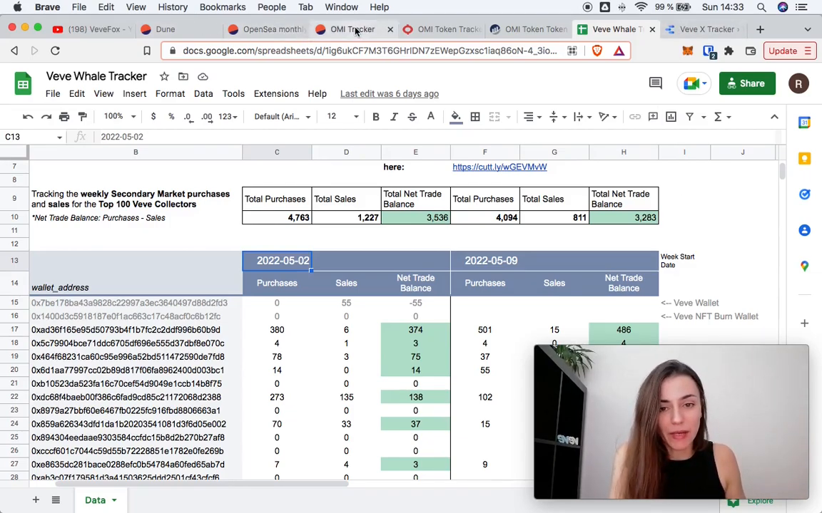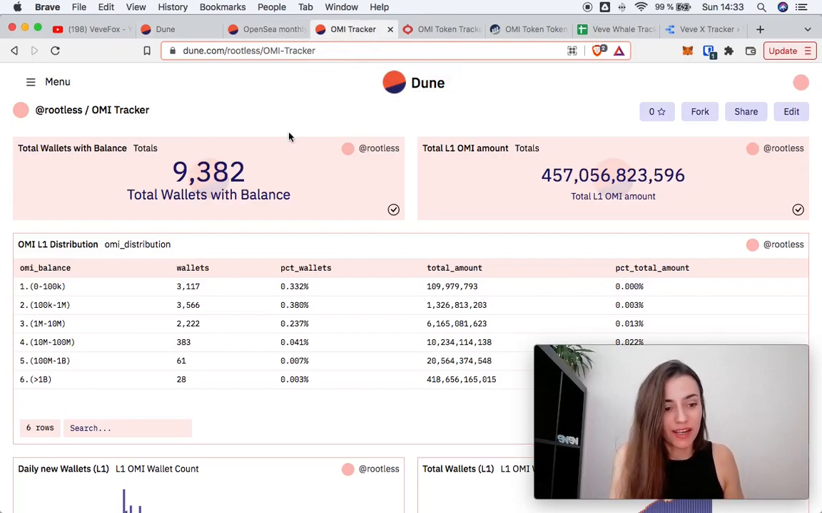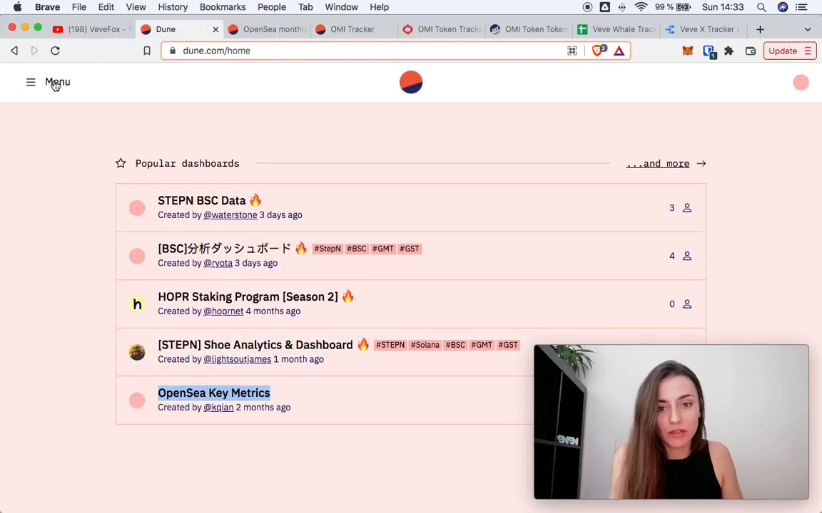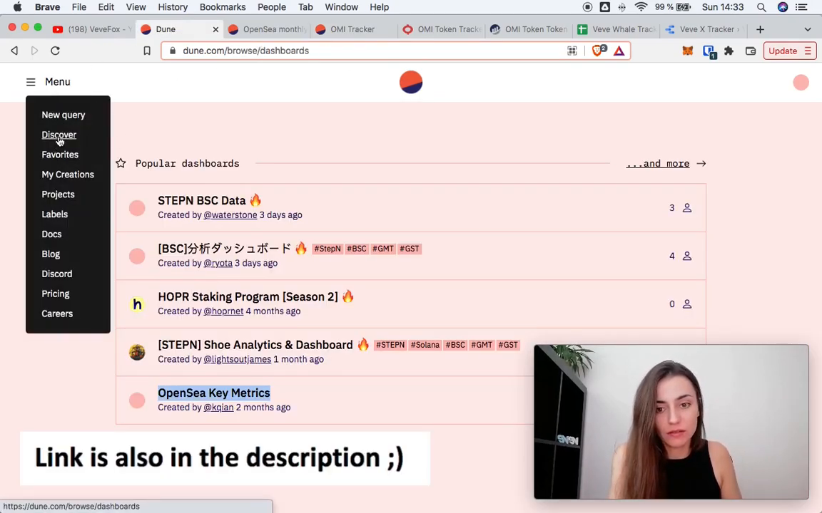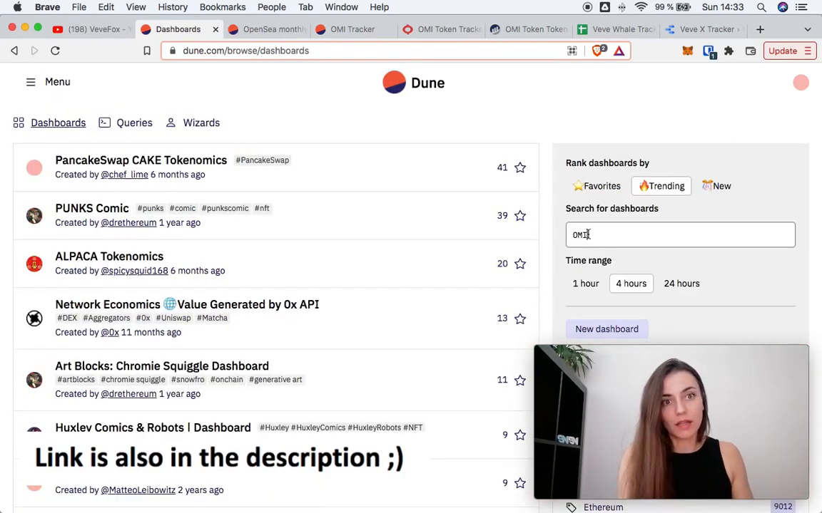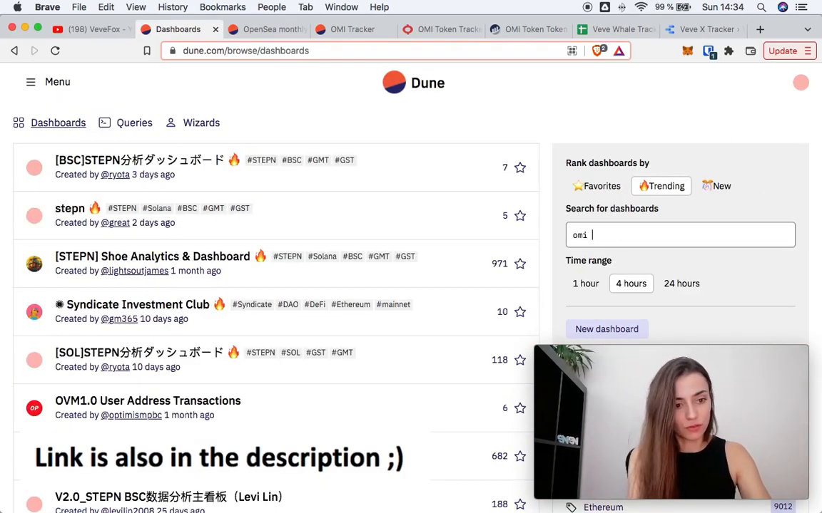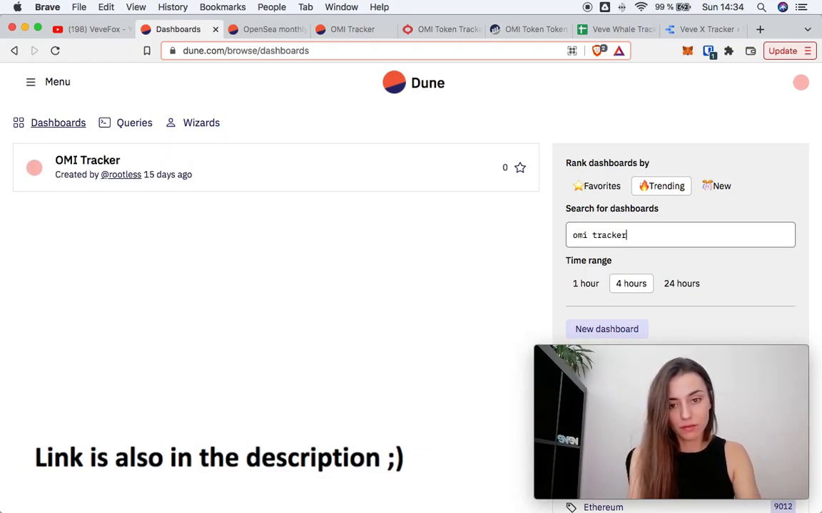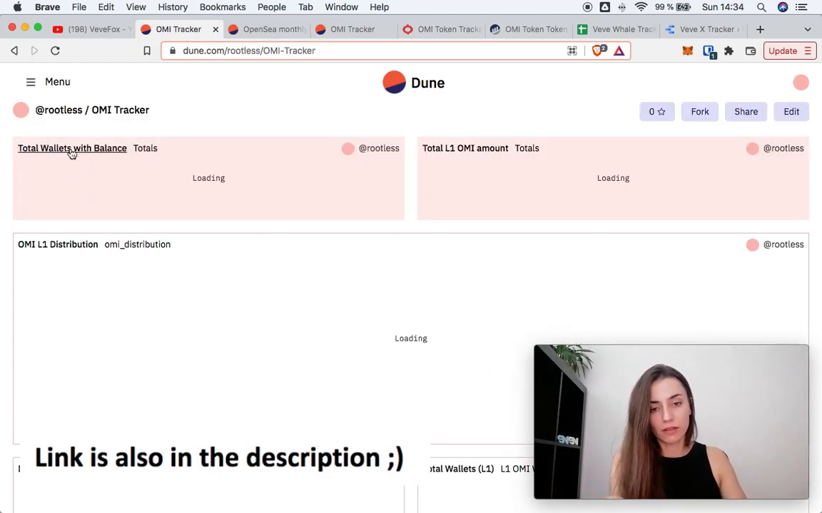So let's get back to the dashboard I built. I called it OMI Tracker. You can find it by going to Dune, going to Discover, and then just searching for OMI Tracker. And here it is. Then you click on it.